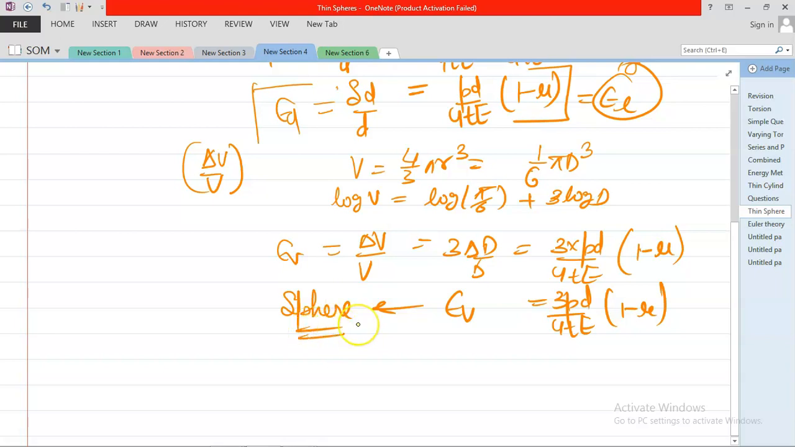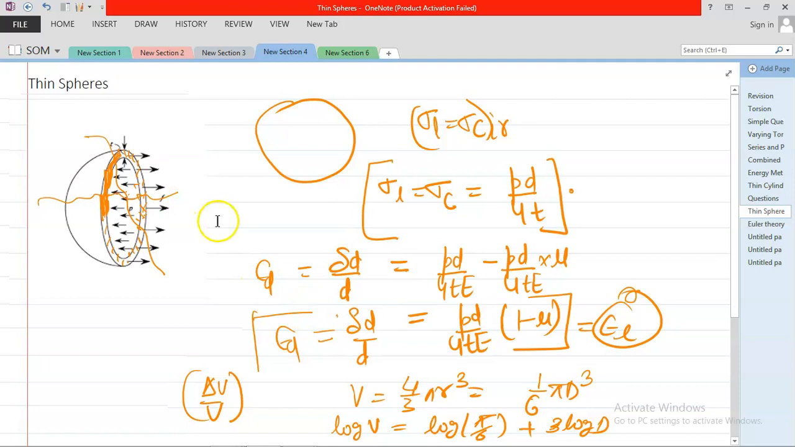So does anyone have any problem in the derivation? I want to just emphasize how I got PD by 4T. So that's what I want to go through.